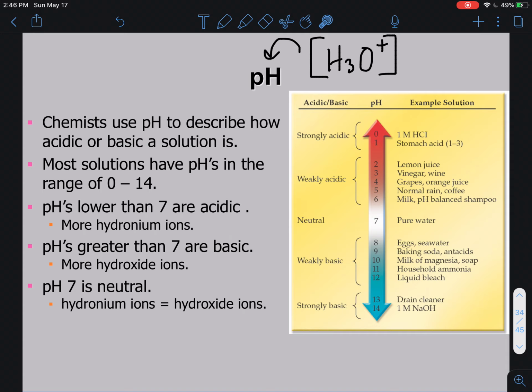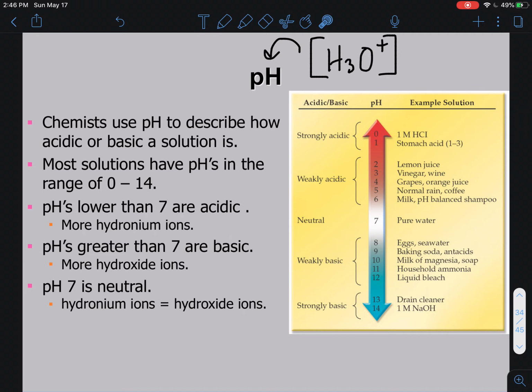So most solutions have a pH in the range of between 0 and 14. pHs lower than 7 are acidic. Again, this is more hydronium ions. Greater than 7 are basic because of the more hydroxide ions. And a neutral pH is at 7, and that is where the concentration of hydronium ions equals the concentration of hydroxide ions. And here you can see the scale right here.